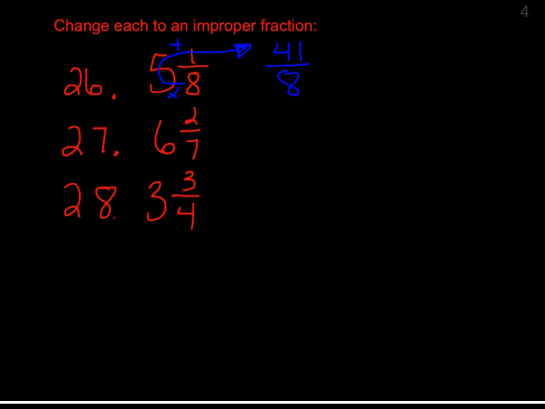Looking at 6 and 2/7, we do the U-turn here. 7 times 6 is 42, plus 2 more is 44, so that's your new top. Bottom stays the same. On 3 3/4, do the U-turn. 3 times 4 is 12, plus 3 on top is 15, and again the bottom stays the same. So that's it on those.